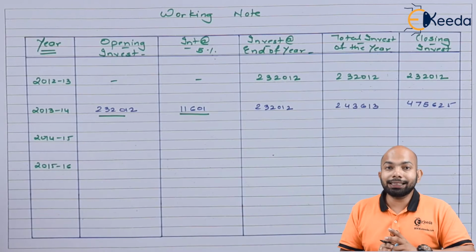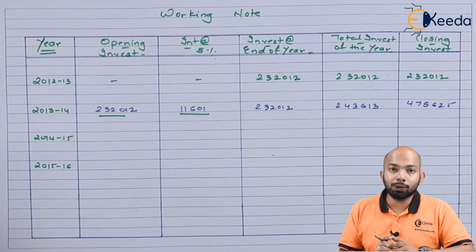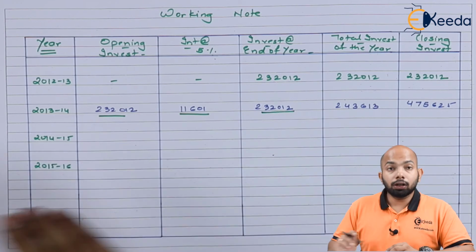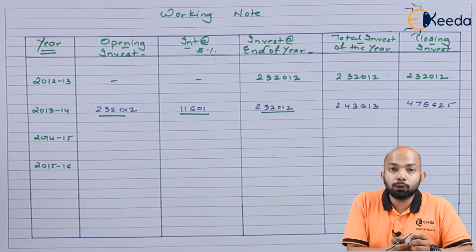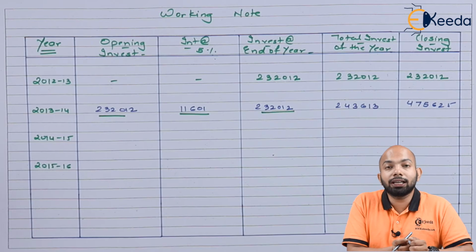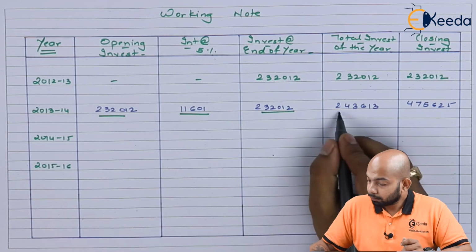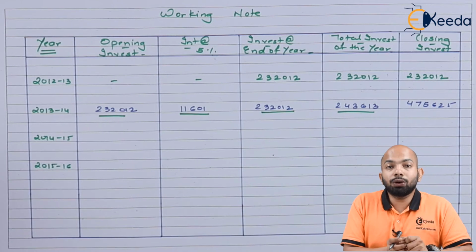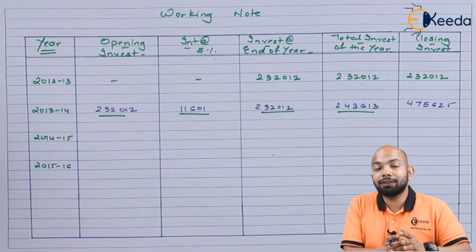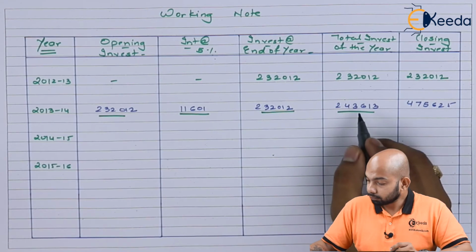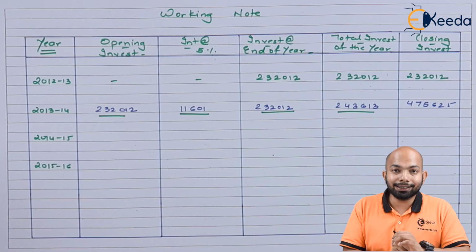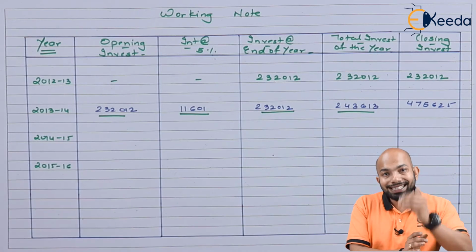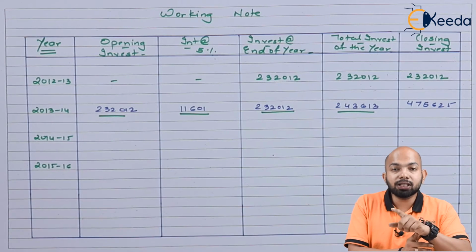So the investment that is done at the end of the year is the same depreciation amount that we do as an investment part. Now the total investment will include interest plus the investment, that is interest of 11,601 plus the basic depreciation amount being put as an investment, that is 2,32,012 rupees, which gives you a total of 2,43,613.